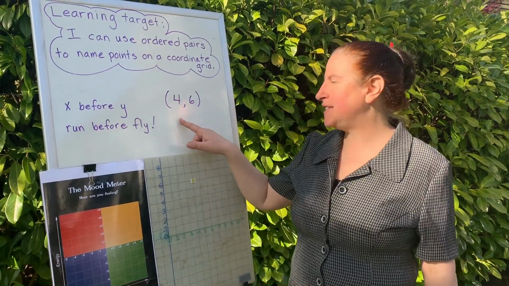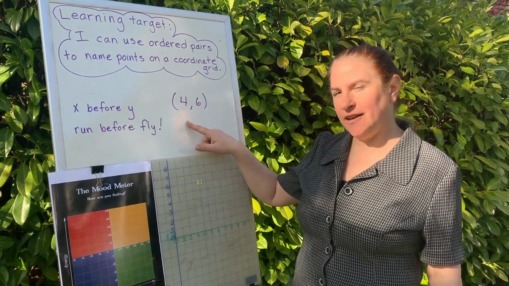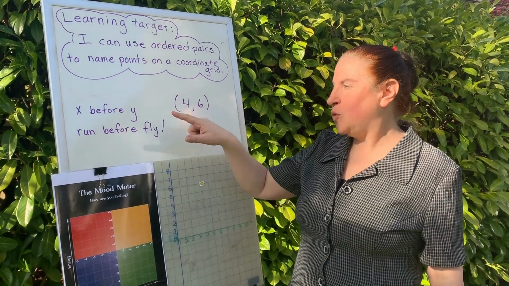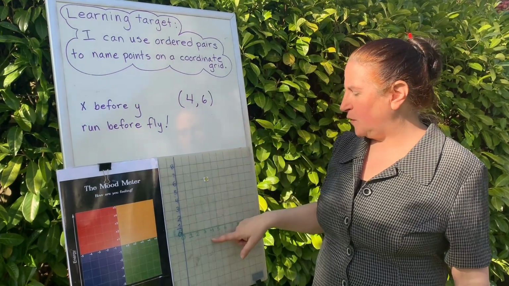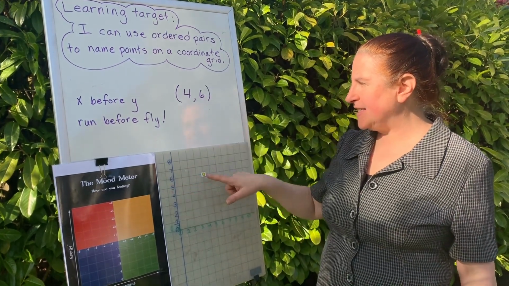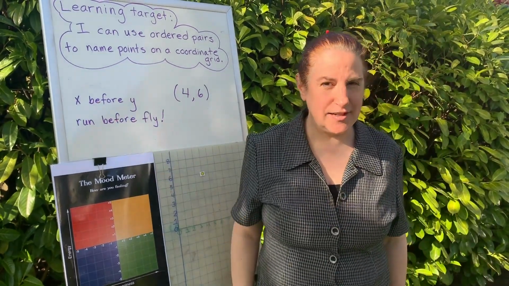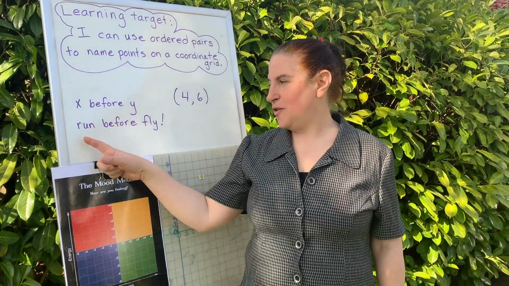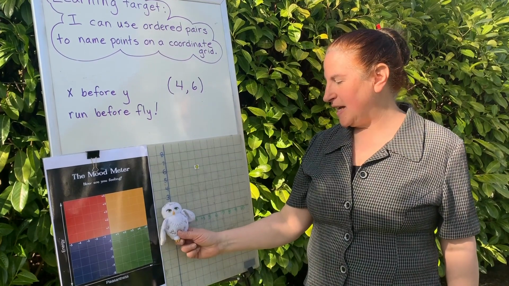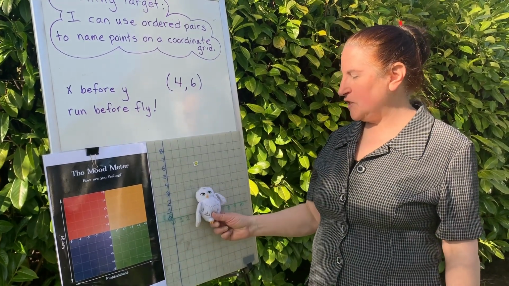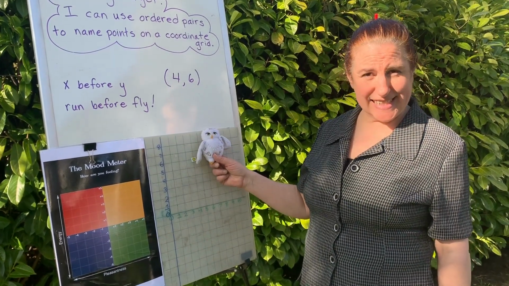We have to put these numbers in the ordered pair in the correct order. We have to do the x before the y. So we put 4 and then 6. Remember this handy rhyme: X before Y, run before fly. Here's Hedwig. Hedwig has to run along before she can fly up to the 6.